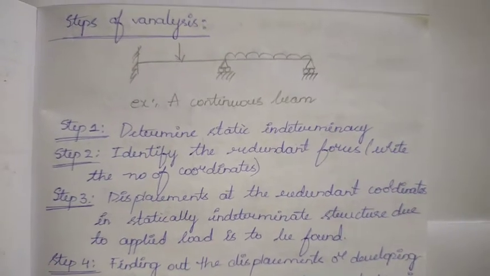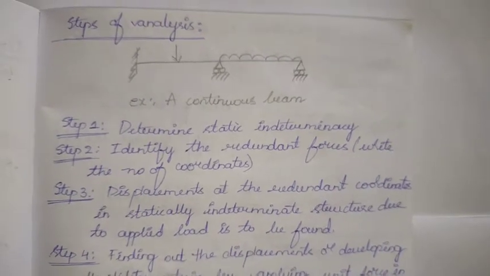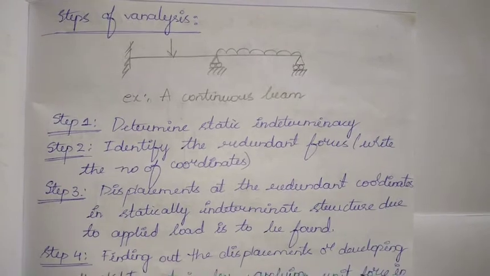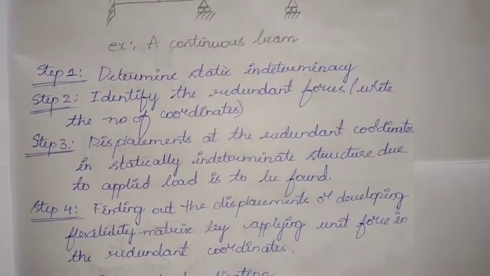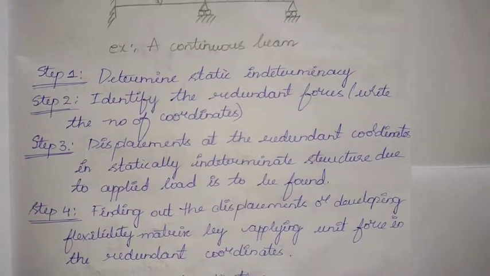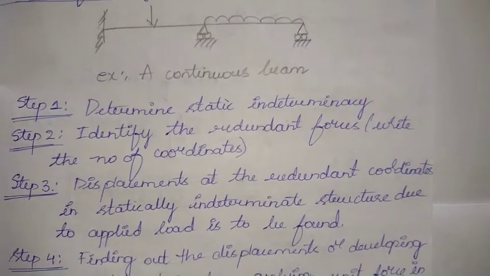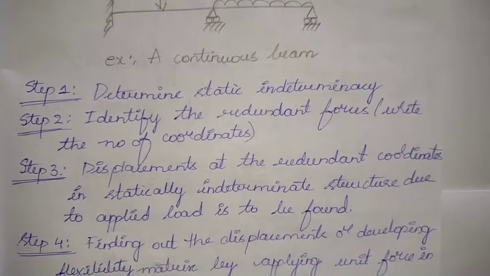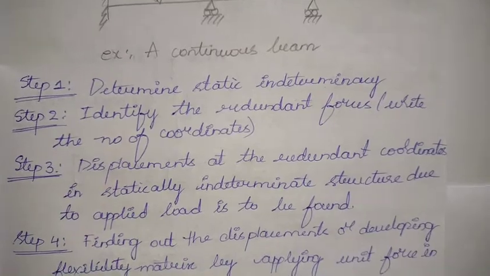Hi friends, today we are discussing the flexibility matrix method of analyzing a continuous beam. In this we are first dividing the steps. The first step includes determining static indeterminacy. Whatever the beam is given, we'll first determine the static indeterminacy of that. And in step 2, we'll identify the redundant forces. That is, we'll write the number of coordinates.